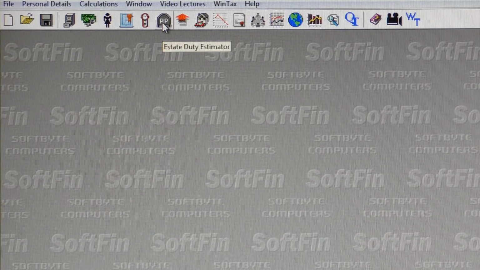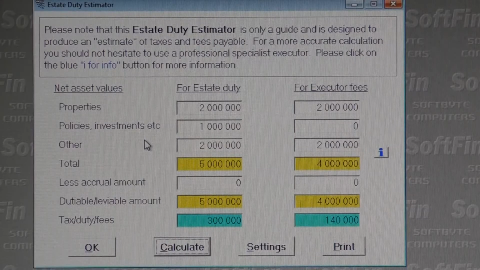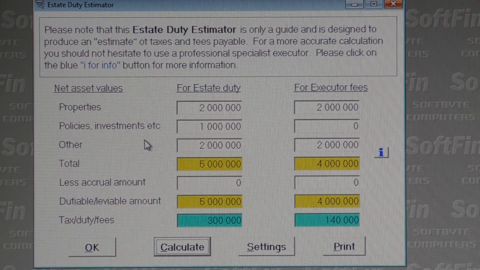The next calculator we look at is an estate duty estimator. To do a complete and 100% accurate calculation to determine the exact amount of estate duty and executors' fees that will be due upon death needs pages and pages of amounts to be entered into expensive, complex and time-consuming software. And it is also impossible to get all the information required from the client.